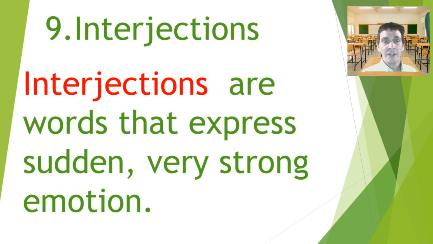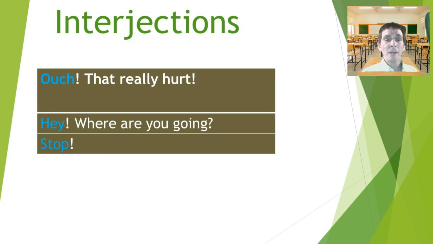Finally, group number 9, interjections. Interjections are words that express sudden, very strong emotion. Some examples are, ouch, that really hurt. Hey, where are you going? And stop. So words such as ouch, hey, and stop, these are interjections. And what they do again is they show sudden emotion.